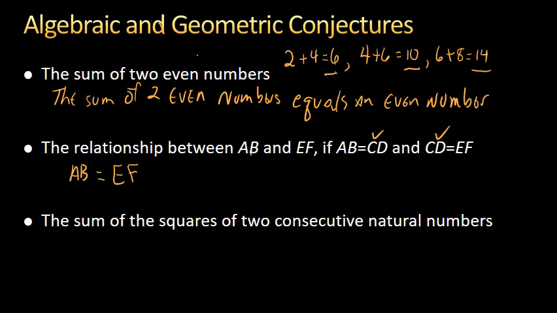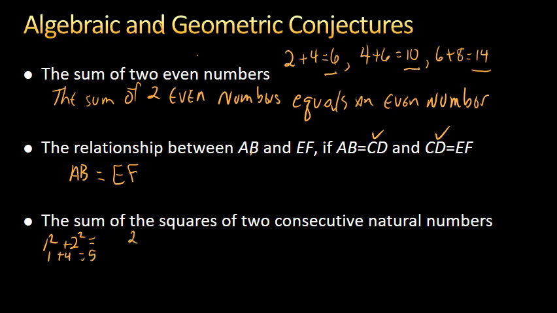And then let's look at this third one, the sum of two consecutive natural numbers. So again, I'm going to do some examples. Natural numbers, 1, 2, 3, 4. Now this is actually the sum of the squares of two natural numbers. Well, let's see. 1 squared plus 2 squared equals, well, 1 squared is 1, 2 squared is 4. That equals 5.